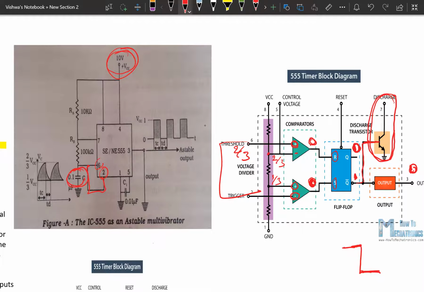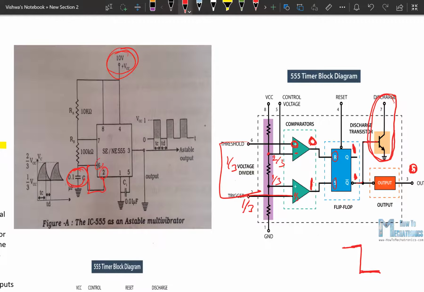Now it gets discharged up to the value of 1 by 3. When the capacitor reaches 1 by 3 of the supplied voltage, then what happens? Now this negative terminal value is equal to or less than 1 by 3. So what happens now? The output of this comparator becomes 1, but the output of the upper comparator is 0 only. Now when it is set, that indicates it is set. Now the output of the flip-flop is 1.